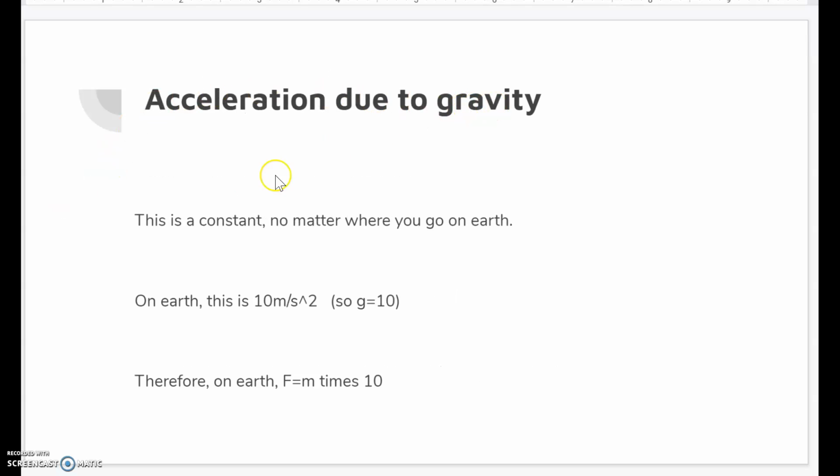Acceleration due to gravity. This is a constant no matter where you go on Earth. On Earth, this is 10 meters per second squared, so g is equal to 10. Therefore, on Earth, if you use the formula, F equals m times 10.